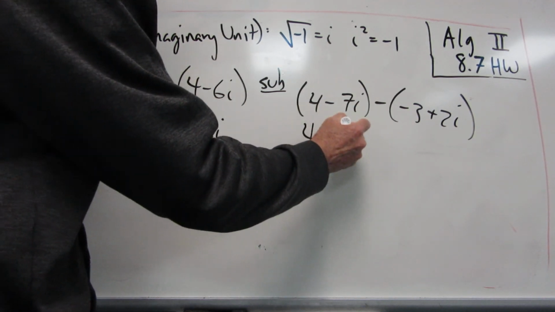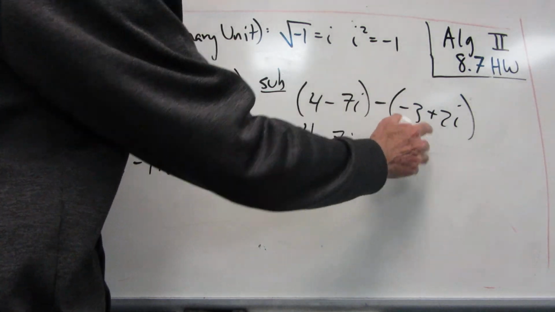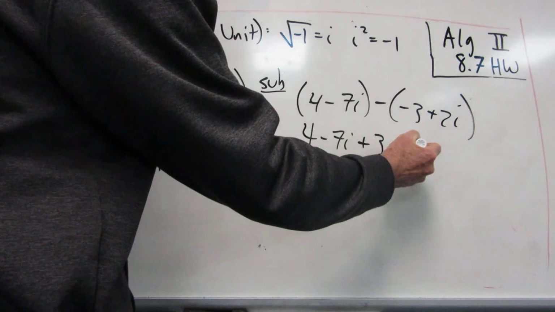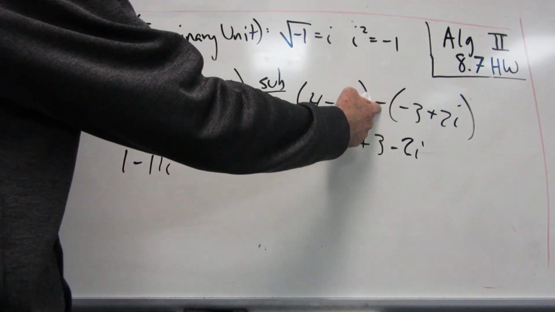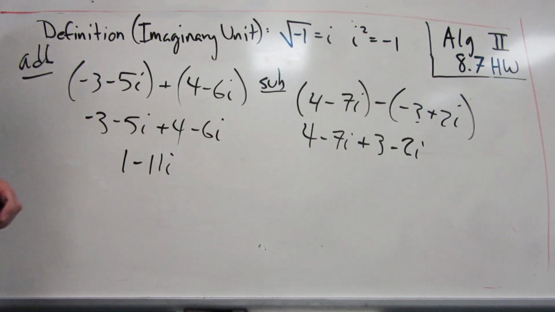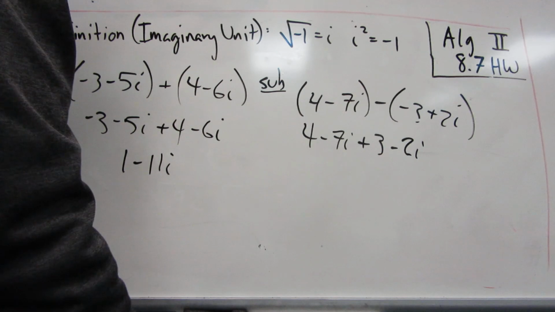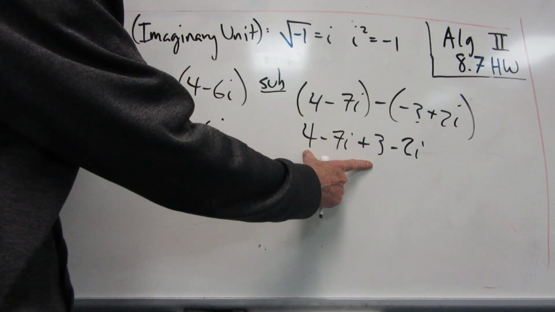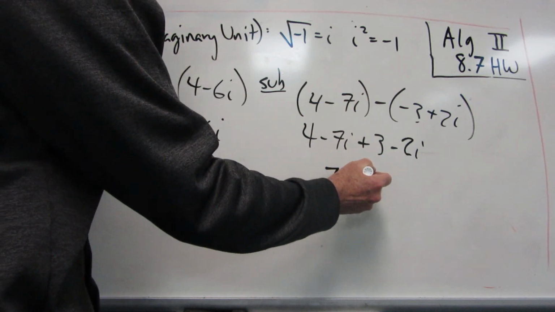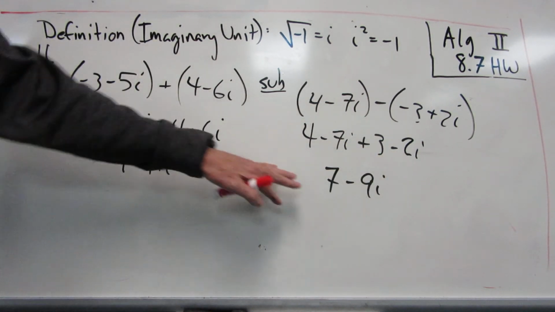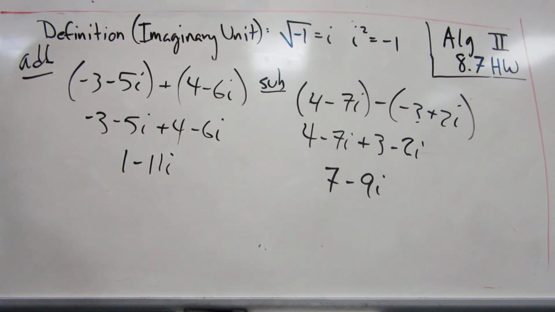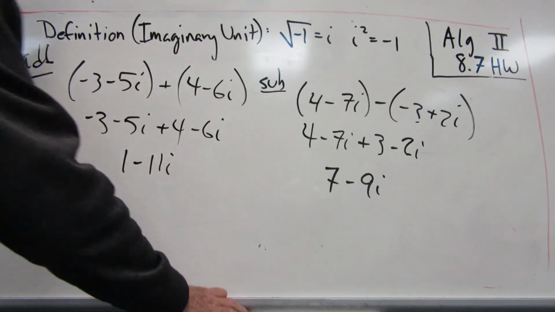So I'd have 4 minus 7i minus a negative 3 would be positive 3, minus a positive 2i would be negative 2i. So remember, if you're subtracting, if you're going to get rid of the parentheses, it's going to change the signs of every term that's inside the parentheses. You're distributing the negative 1. All right? So I have 4 plus 3, which is 7, negative 7i minus 2i, and that would be negative 9i. And again, I'm going to put the real number component in front of the imaginary number component when I write a complex number. Okay, so that's all there is to adding and subtracting it.